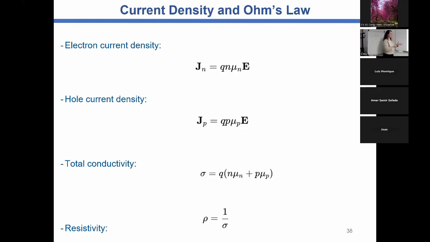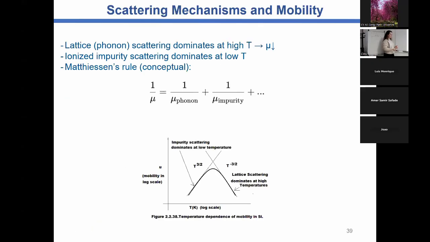But it's important to know that the mobility is a combination of both carriers, not just electron mobility. And also the mobility will be influenced by the scattering of the material and the property of the material to have electron-phonon interaction coupling.